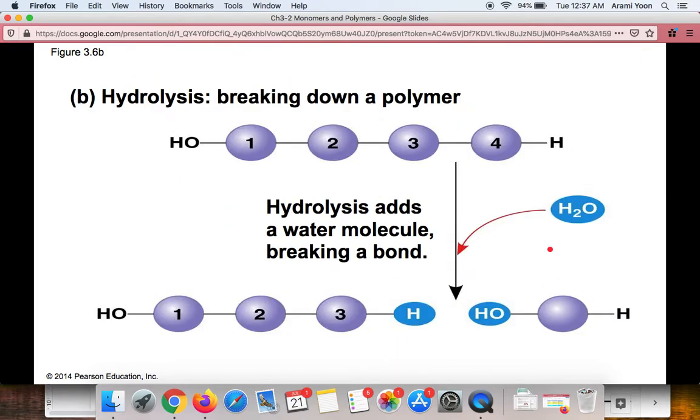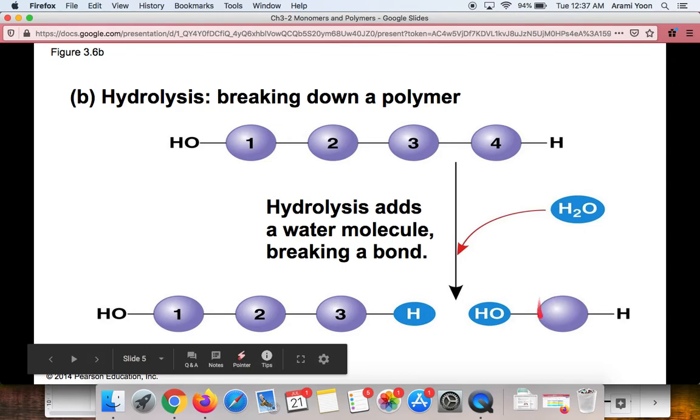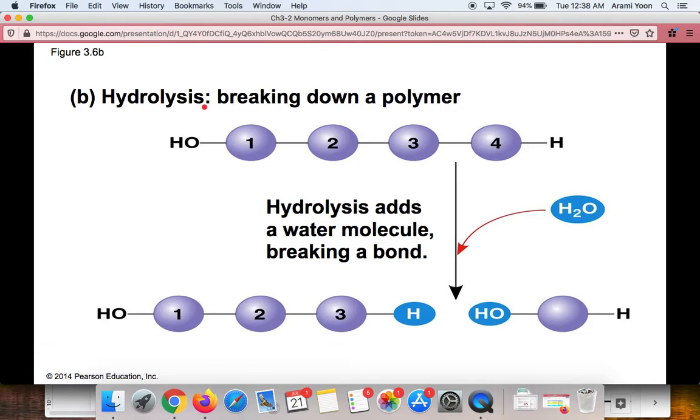The converse can also happen. So here we have a polymer that has 4 monomers, and if you add in a water, then what can happen is the hydroxyl, the OH from the water molecule, can add to one of the monomers, and the hydrogen can add to another monomer. This monomer happens to be part of the polymer, and it can break apart that bond right there. And so that's called hydrolysis. The prefix hydro meaning water, and the suffix lysis meaning break apart.